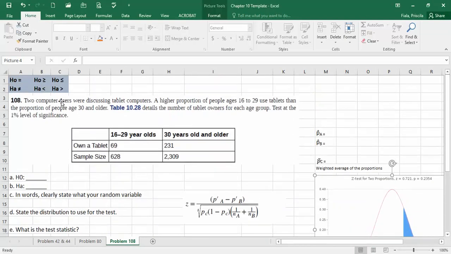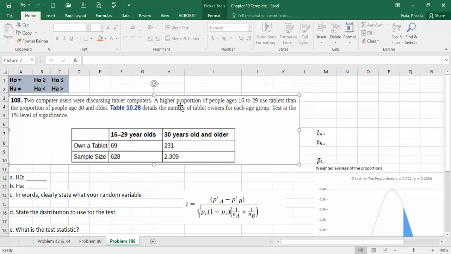Right here it says two computer users were discussing tablet computers. And it says a higher proportion of people aged 16 to 29 use tablets than the proportion of people aged 30 and older. This is very poorly written, but it's basically saying that people between the ages of 16 and 29 use more tablets than people aged 30 and older. Okay, so a higher proportion.